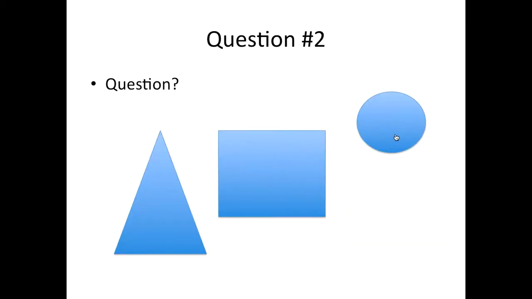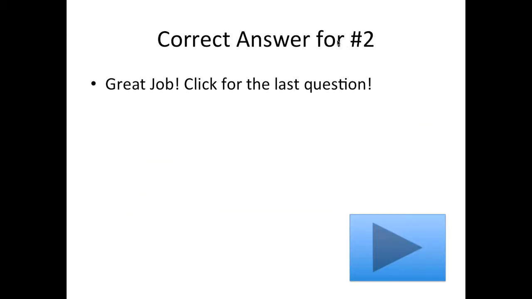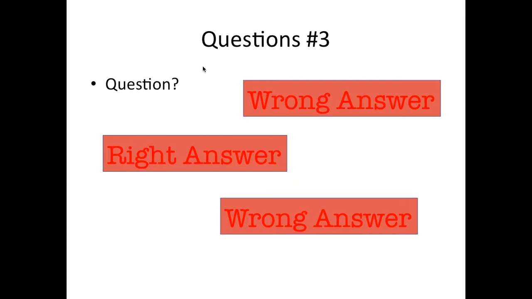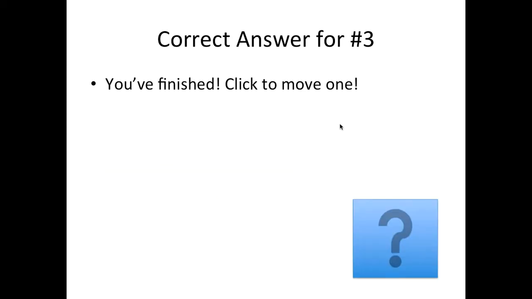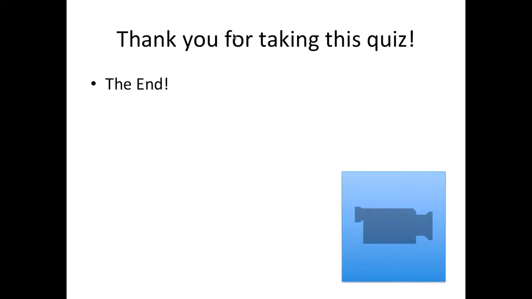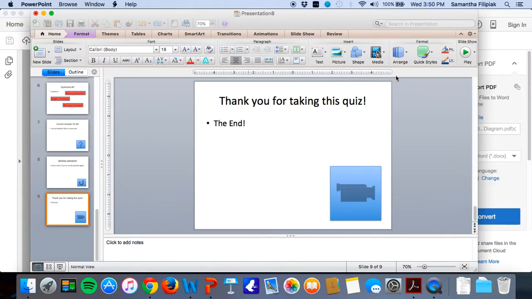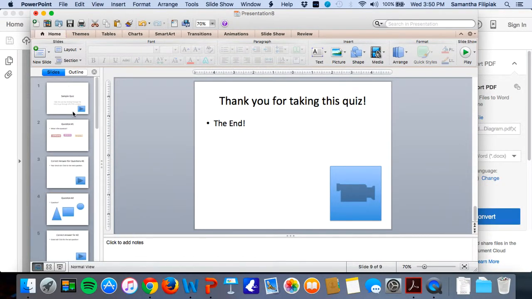Click forward again. Wrong answer takes us back. Wrong answer takes us back. Correct answer for number 2 advances us to question number 3. We have wrong answer, takes us to wrong answer. Wrong answer takes us to wrong answer. And the correct answer should take us to answer number 3. This slide should skip over the wrong answer and take us to the last slide of the quiz. And then if we click this action button, it will end the show.